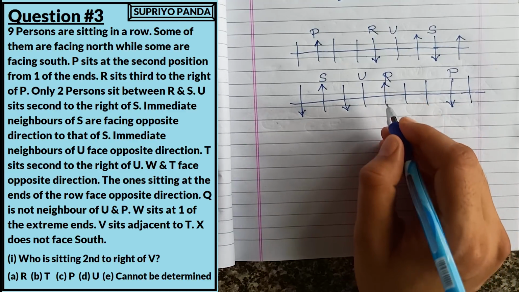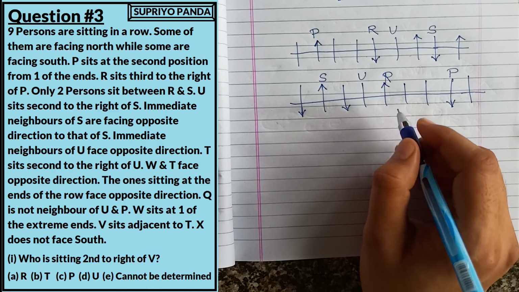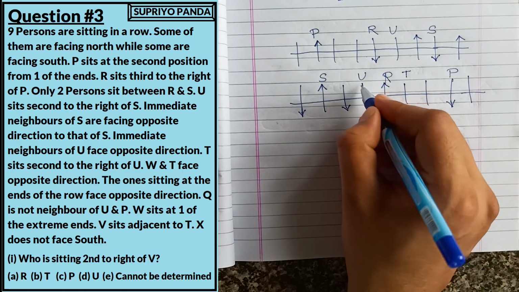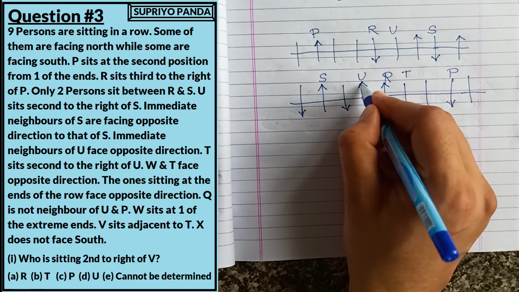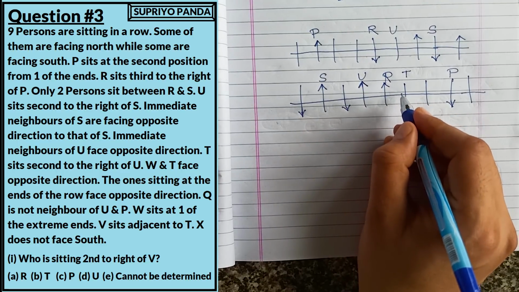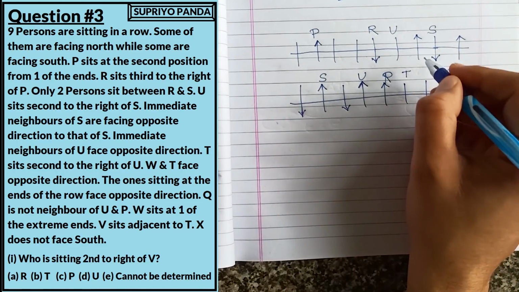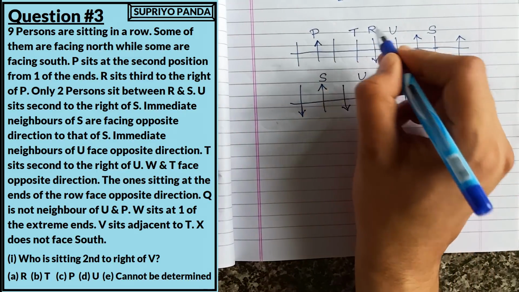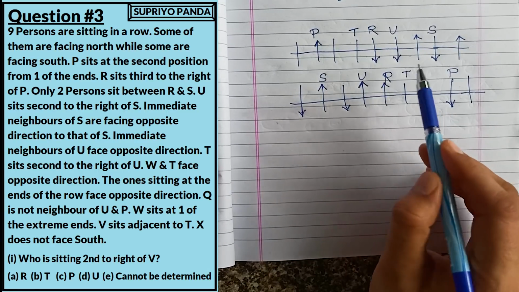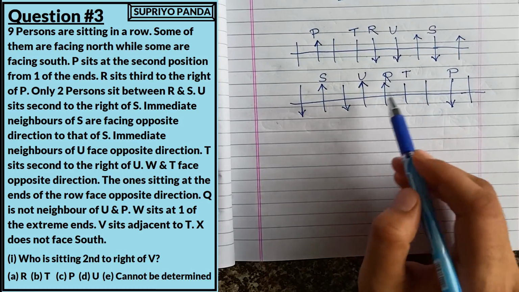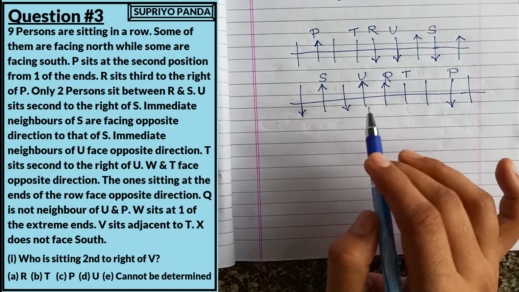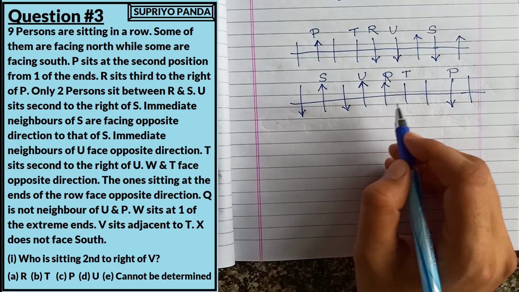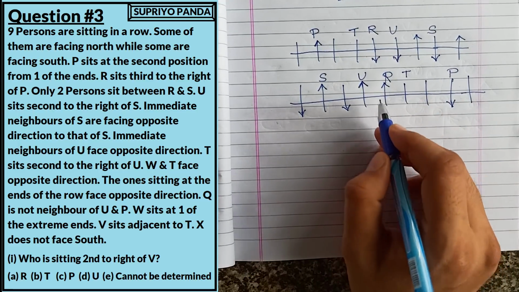Now T sits second to the right of U. Okay, so see, we cannot put T over here, so T has to be over here. So if you have second to the right, so U has to face over here so that T can be second to the right of U. Fine. Now similarly T cannot be here, so you have to have U facing over here so that T can be over here. So you see that we are actually doing it parallelly in both of our conditions. So somehow, somewhere we will be finding something definite that will get us to our answer. So okay, T sits second to the right of U. We have done that.